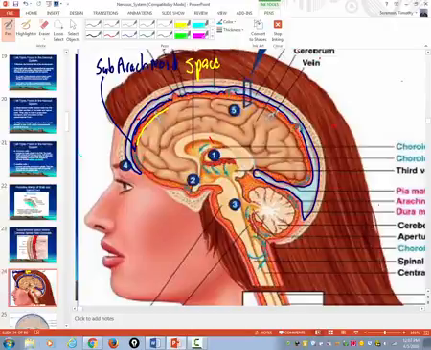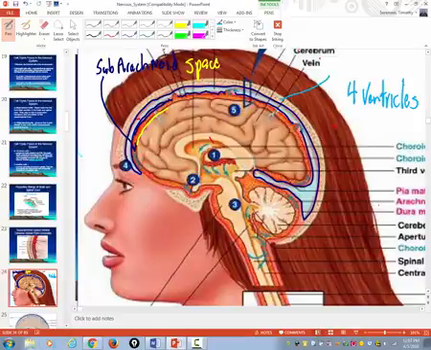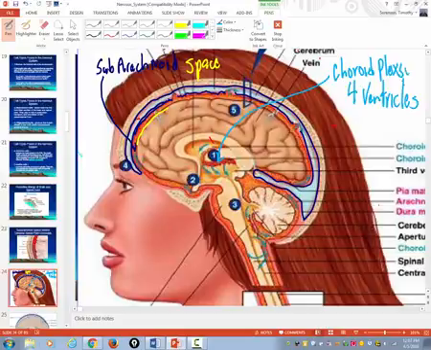In the hollow chambers of your brain, you have 4 ventricles. Ventricles are spaces that are typically occupied by fluid. You have 2 lateral ventricles, a 3rd ventricle, and then the 4th ventricle. And inside the ventricles, you have specialized cells called the choroid plexus. The choroid plexus is where cerebral spinal fluid is formed.